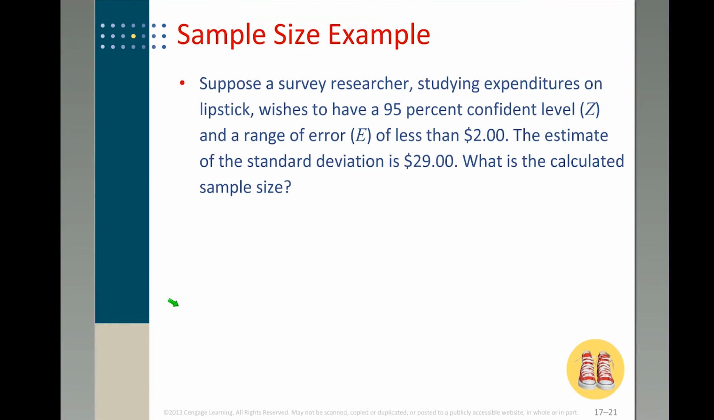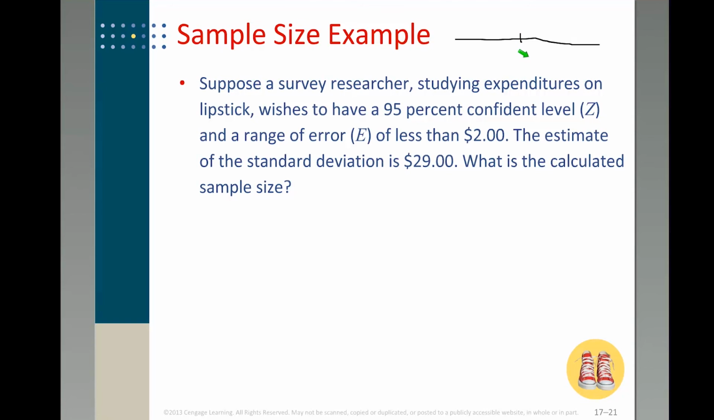Here's an example. Suppose a survey researcher studying expenditures on lipstick wishes to have a 95% confidence level and a range of error of less than $2. That is, after constructing the confidence interval, the interval can only have a width of 4. Think about it. We are constructing confidence interval for the expenditure on lipsticks, right? And the range of error, which is margin of error, is less than $2.